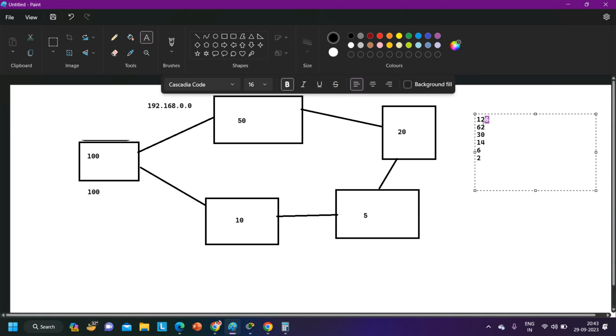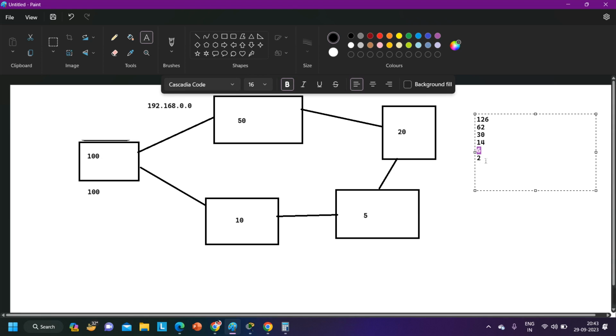Now see, can I assign this for department 1? Are these valid hosts sufficient for department 1? Yes. Sufficient for department 2? Yes. Sufficient for department 3? Yes. Sufficient for department 4? And sufficient for department 5? Yes. That means yes, we can use an IP address from class C here.